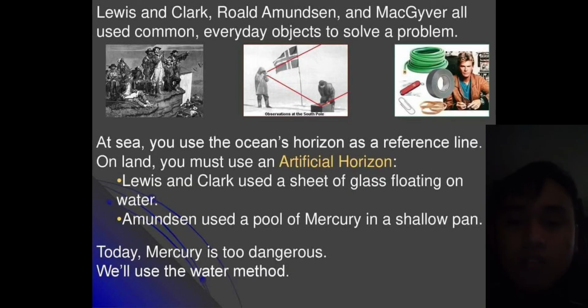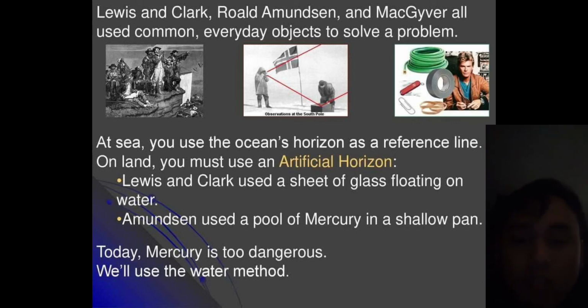What do Lewis and Clark and Amundsen have in common? Obviously, they didn't all have duct tape or mullet hairstyles. Let's set the scene.